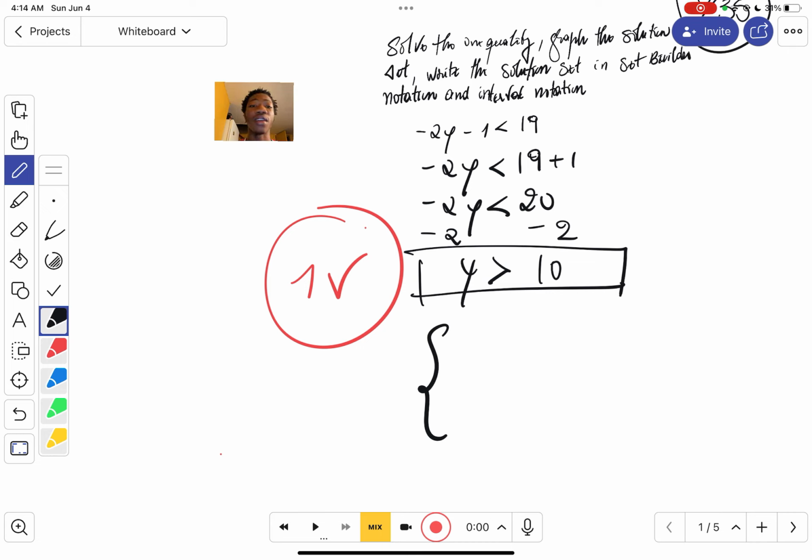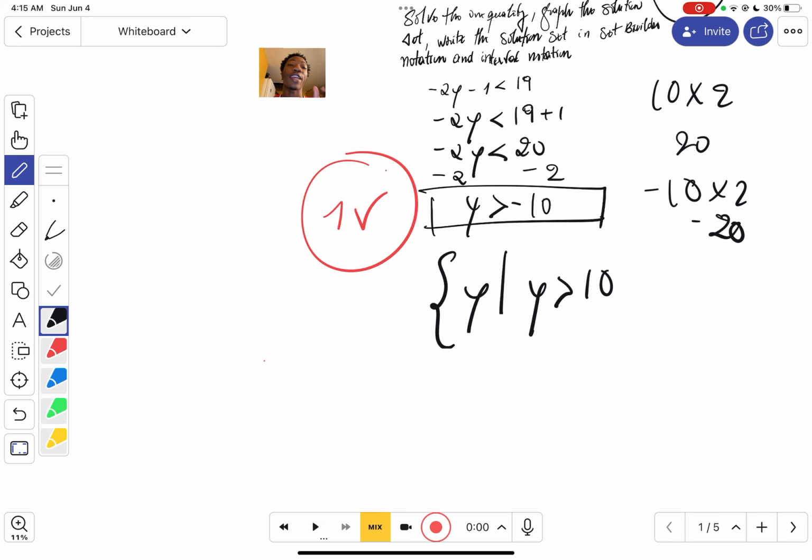So I'm going to put the bar sign and then copy and paste the inequality that you have, which is y greater than 10. Negative 10 actually. That was a mistake, because 20 divided by -2 is -10, not 10. Because when you do 10 times 2, it's 20, but when you do -10 times 2, it's -20. Y'all see what I'm talking about? Pretty sure y'all did.